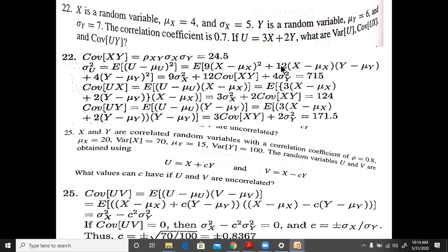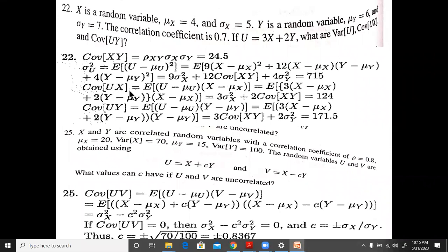Okay, so that will be 12x minus mu x, y minus mu y. So expanding that, you'll get 9 sigma x square plus 12 of covariance of xy, plus, so this is naturally the covariance. 12 of e of this quantity will be covariance. 9 of e of this value will be the standard deviation square, that is the variance of x, variance of y over here. You need to just substitute the values from there and try to write it.